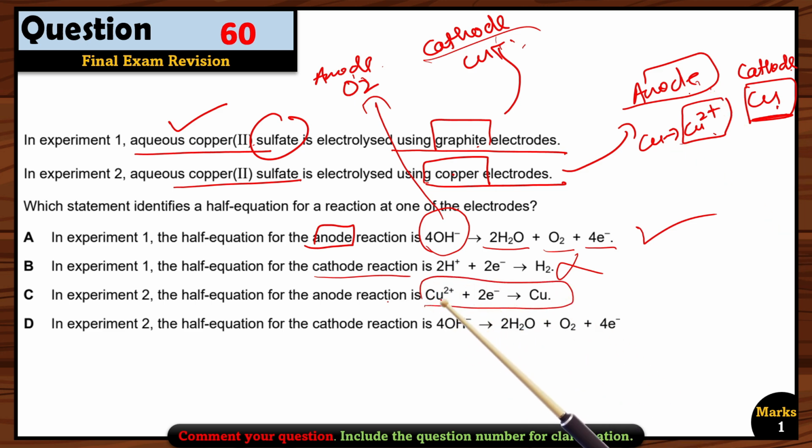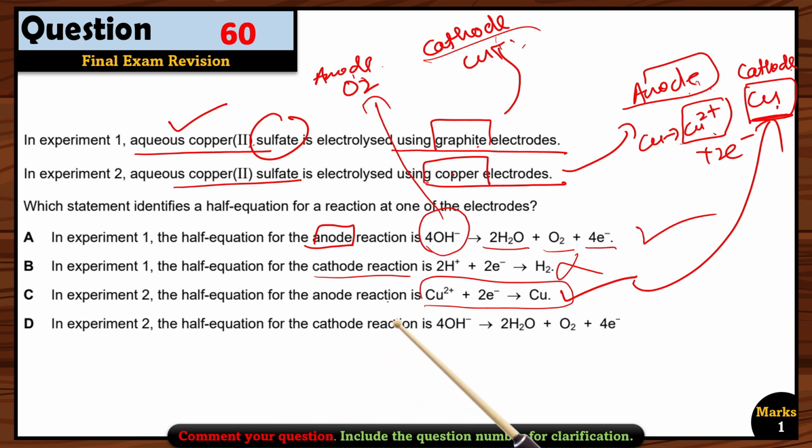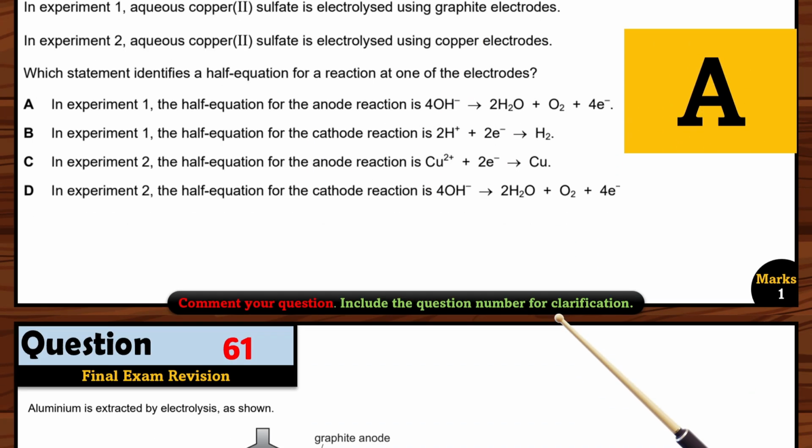Experiment 2, the half equation for the anode reaction is this one. Wrong. Copper ions will not move towards the anode. The copper metal will actually oxidize and change into copper ions. Don't get confused. This reaction is actually taking place at the cathode. So that's wrong. In experiment 2, the half equation for the cathode reaction is this. That's wrong. It's actually this reaction that is taking place at the cathode. So only option A is the right option.